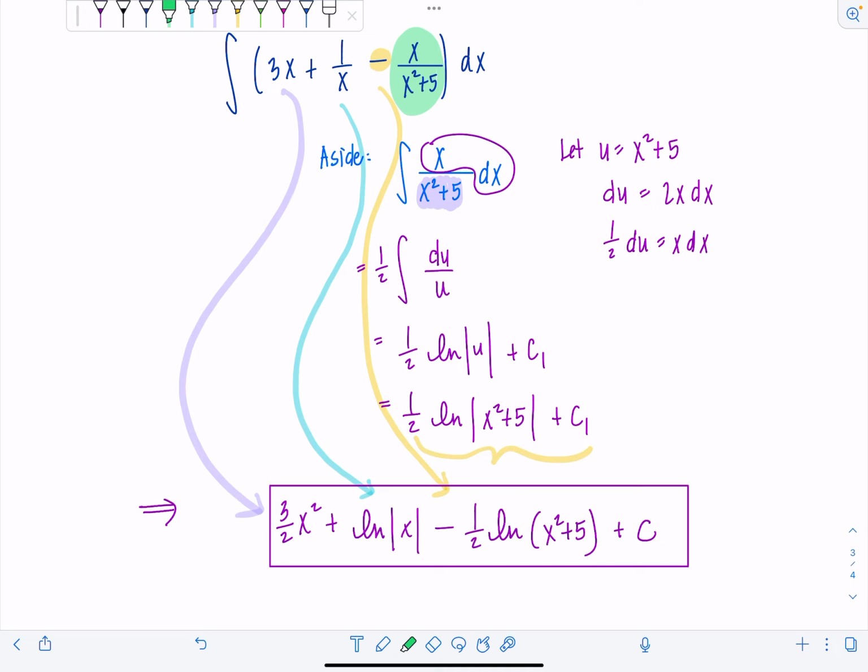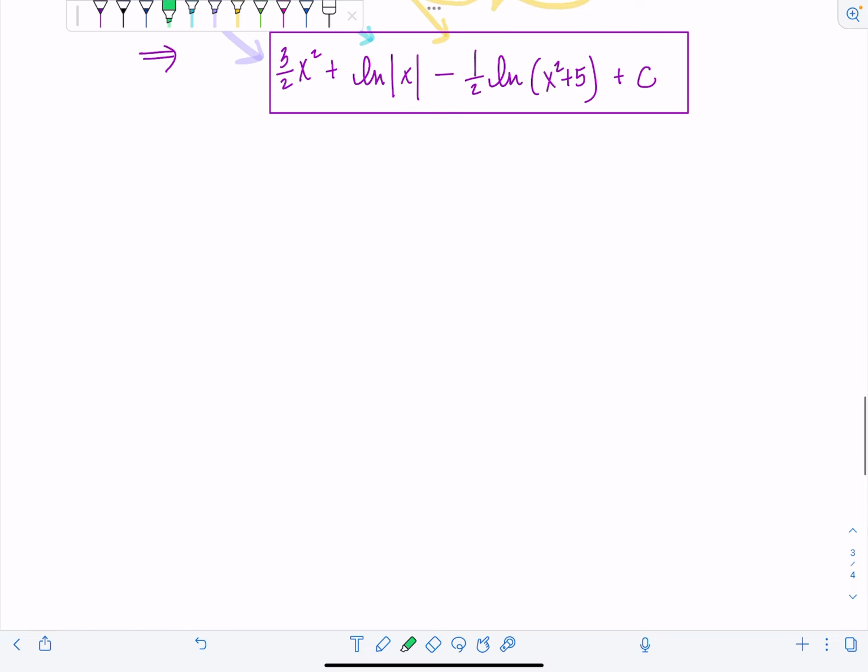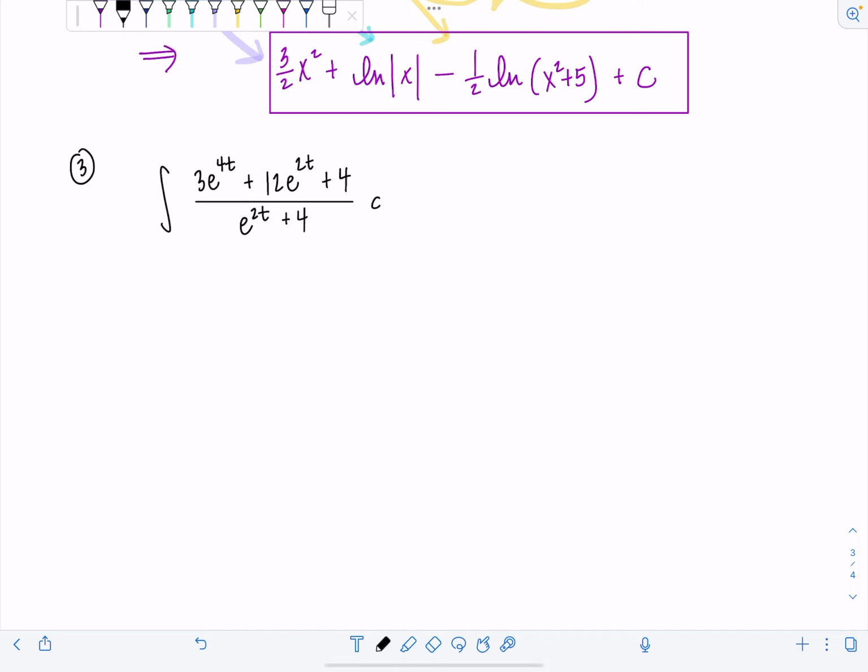All right, nice. This was just, you know, moderately spicy, jalapeno. I've got a serrano for you. Oh yes, example number 3. Integral 3e to the 4t plus 12e to the 2t plus 4 over e to the 2t plus 4 dt. Okay, this one's going to take some manipulation.